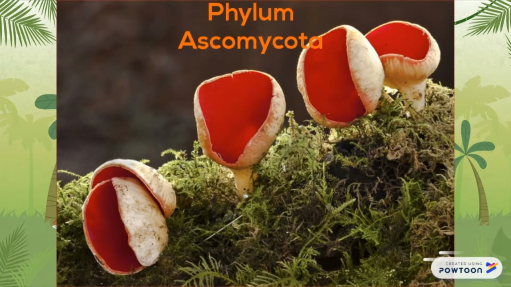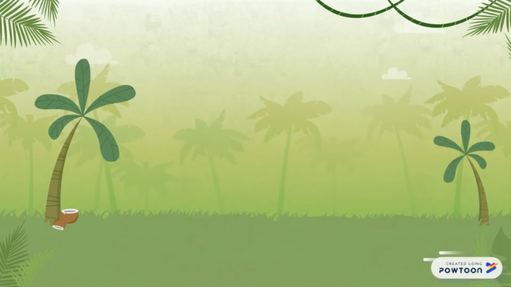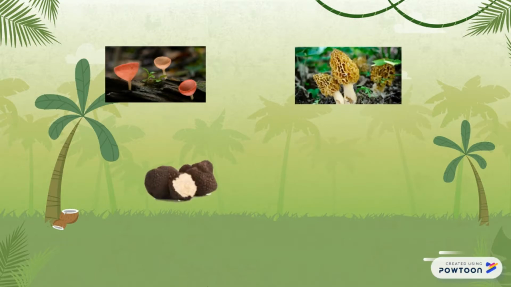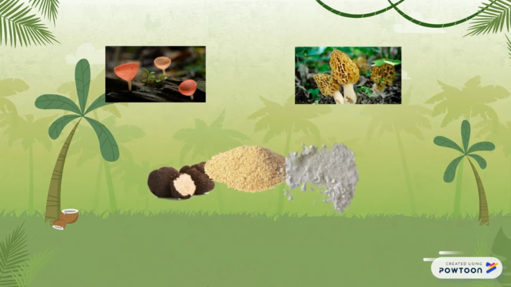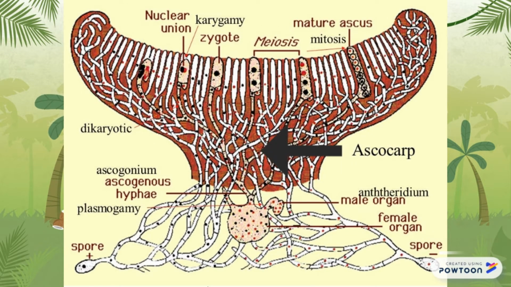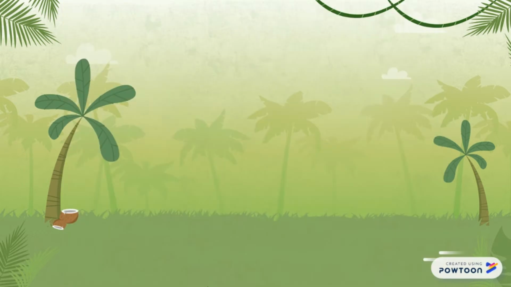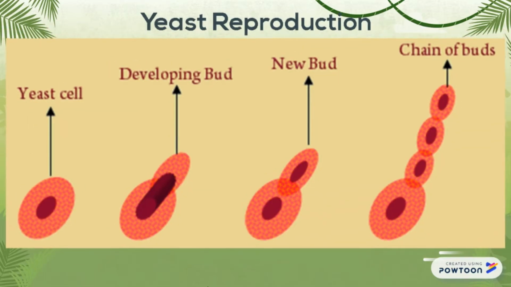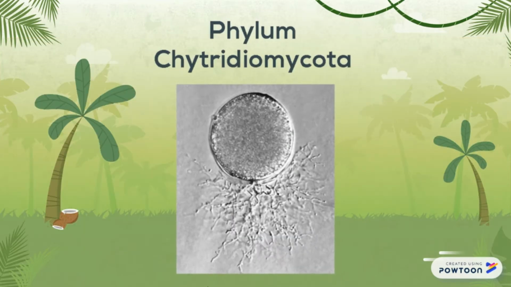Next is phylum Ascomycota. They are called sac fungi. This includes cup fungi, molds, truffles, yeast, and mildew. Specialized hyphae known as ascocarps contain ascus. Ascus is a sac which makes ascospores. An example in phylum Ascomycota is yeast or Saccharomyces cerevisiae. Yeast reproduce asexually.